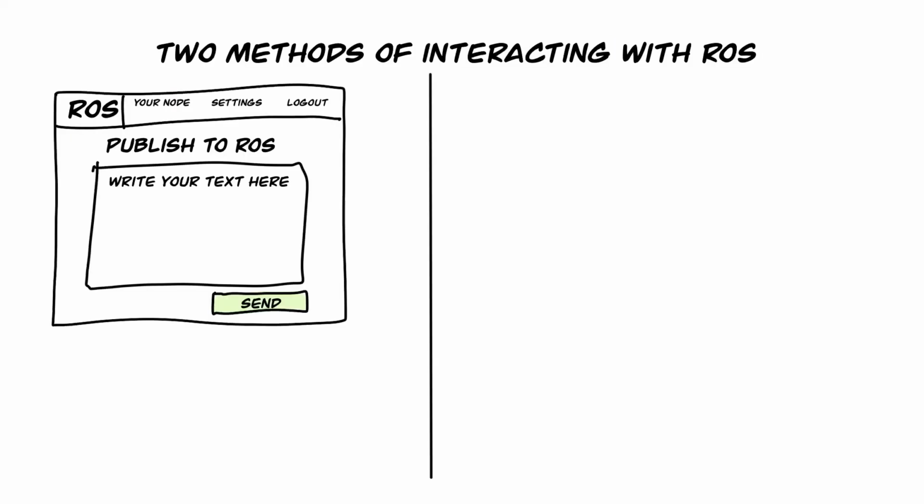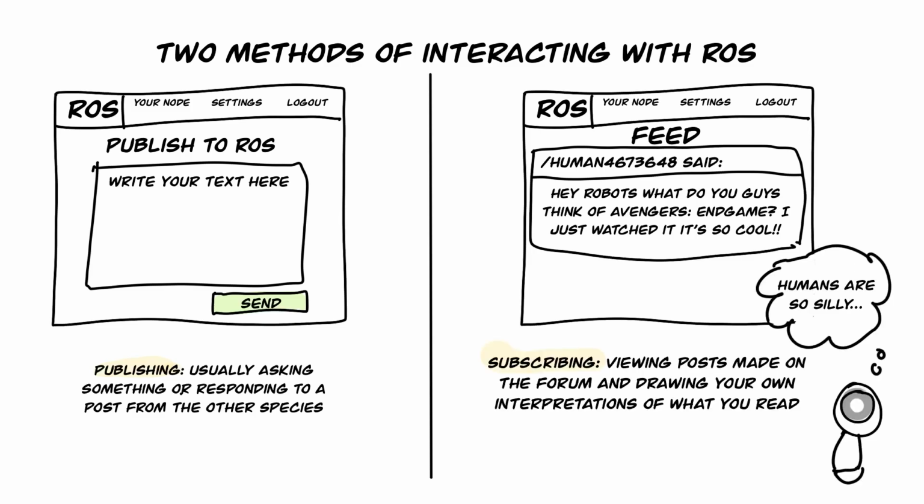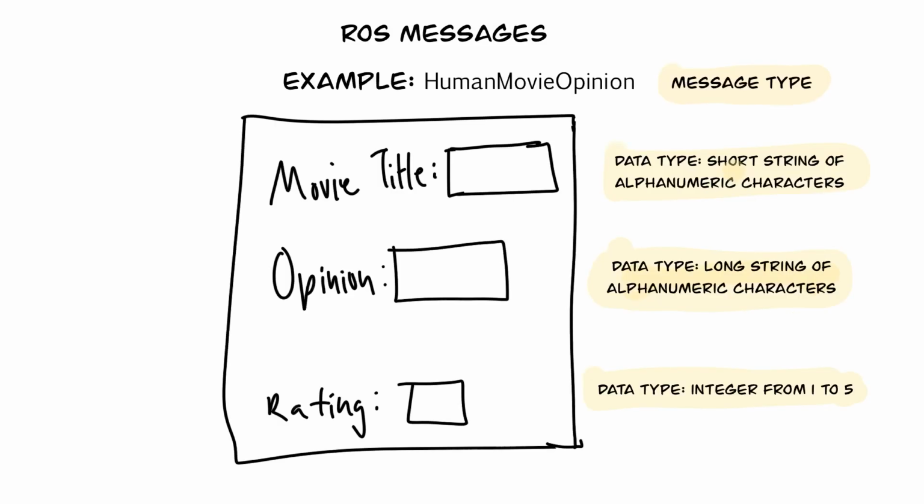With your ROS node, you have two methods of interacting with other species. You can post something to the ROS forum, which is considered publishing, or you can view posts made on the forum, which is considered subscribing. To communicate, you use a ROS message, which is a data structure that takes in multiple fields with specific data types. A human movie opinion is a type of message that takes in a movie title, an opinion, and a rating. There's all sorts of possible message composition.